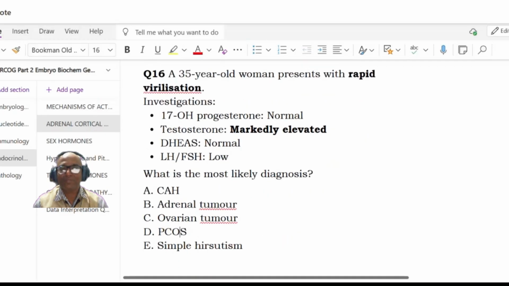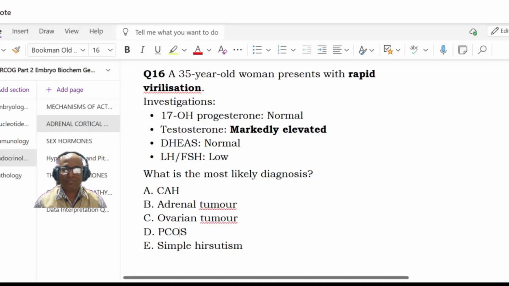Next. A 35-year-old woman presents with rapid virilization. Investigation suggests 17-hydroxyprogesterone is normal. Testosterone is markedly elevated. DHEAS is normal. LH and FSH are low. CAH, adrenal tumor, ovarian tumor, PCOS, simple hirsutism.